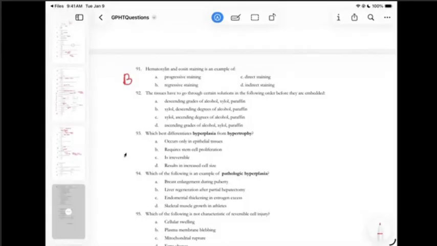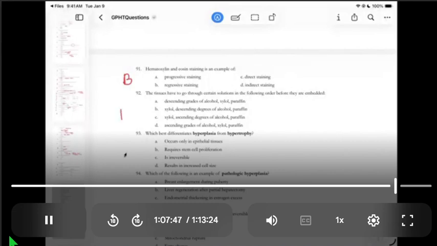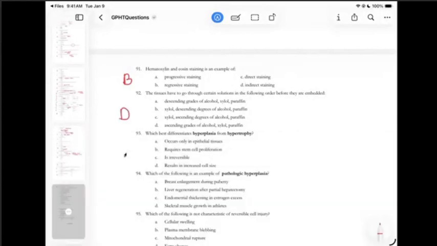92, what is the correct sequence? Before the tissues are embedded, you have to dehydrate them first using ascending grades of alcohol, followed by clearing using xylene and impregnation using paraffin. That's letter D. So you have to fix, dehydrate, clear, infiltrate, before you embed. So 92, that's letter D.